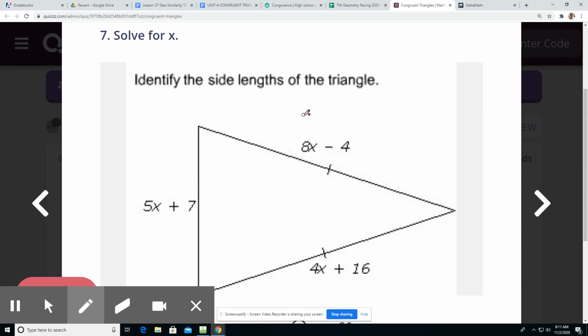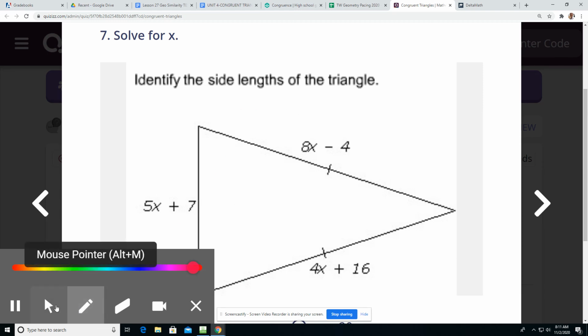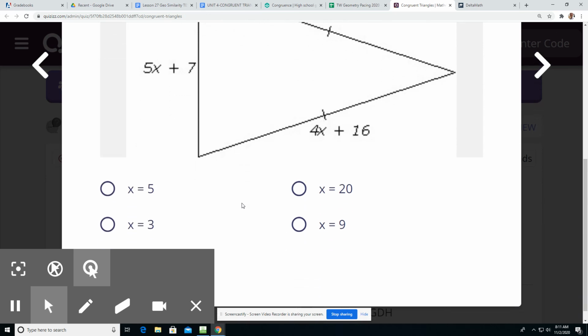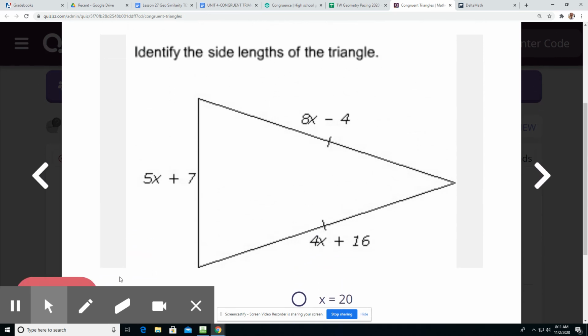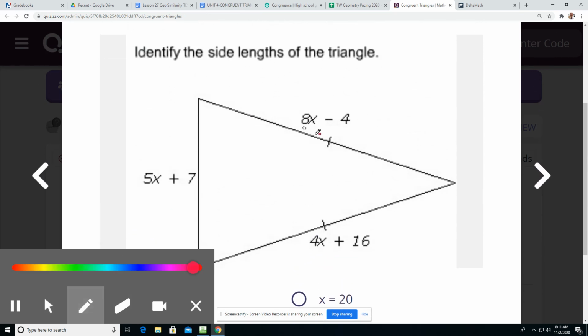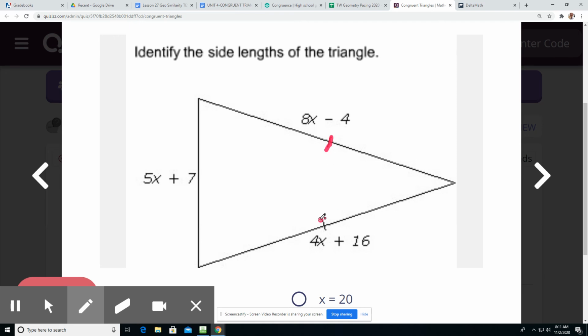Identify the side lengths of the triangle. Okay, let's see if they're giving us anything else. Okay, well, this is an isosceles triangle. Isosceles, notice we have a tick mark here and a tick mark here. That means these sides are the same. So it's good to know that oftentimes we need to know that the angles are the same for those that join those sides that are the same. But for this one, they just say identify the side lengths of the triangle.